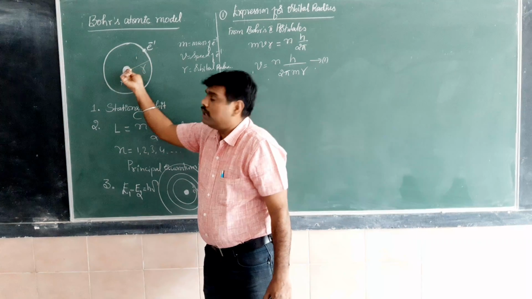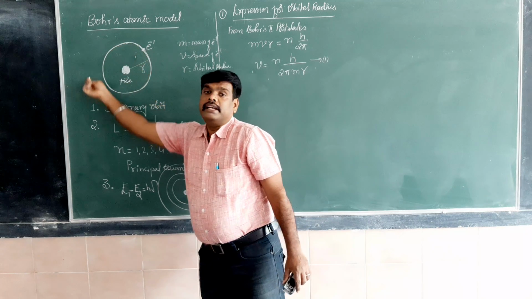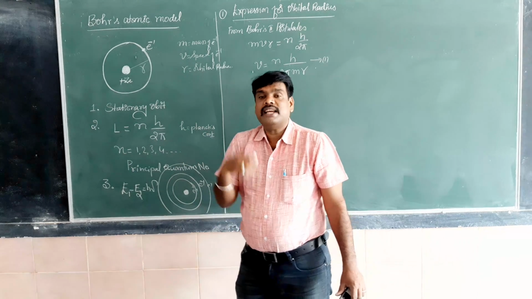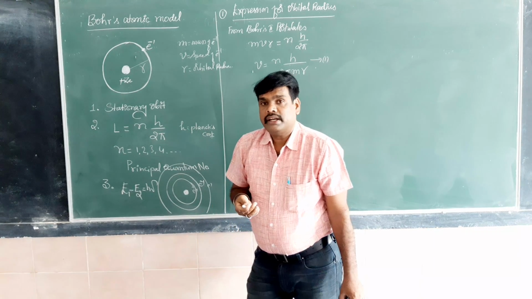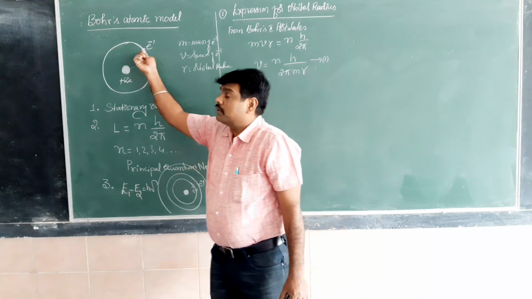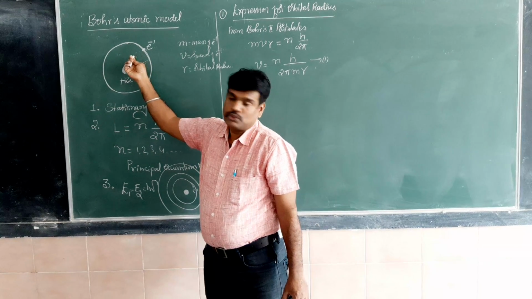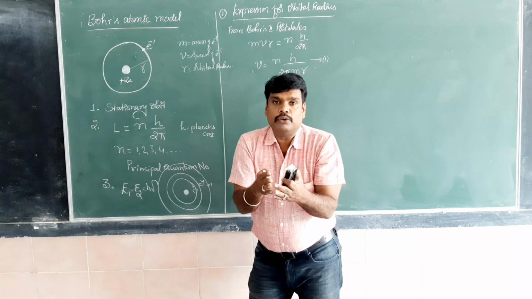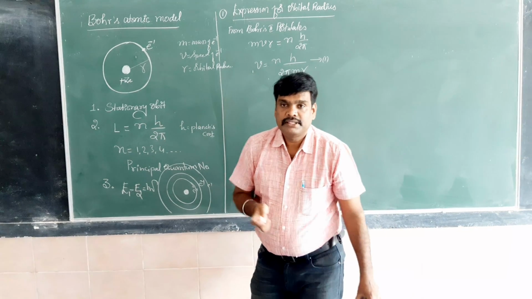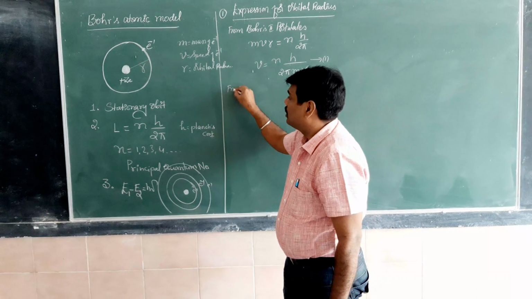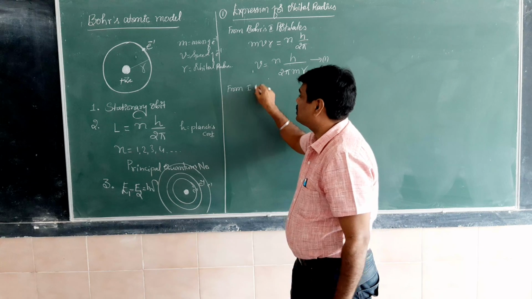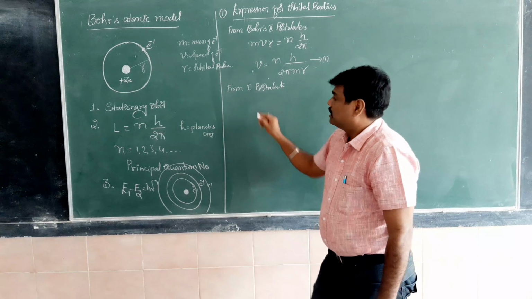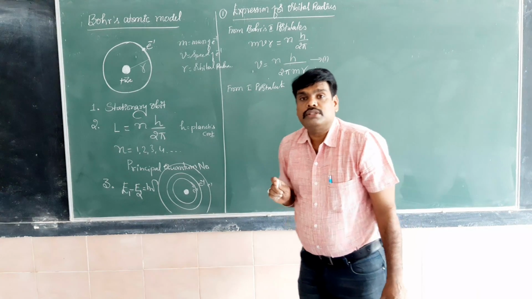So if they have only attractive force, they do not revolve exactly in a circular path. There must be another force which is exactly equal and opposite to the electrostatic attractive force. That is what we call the centrifugal force. So to get the stationary orbit, we need to consider two forces. One is centripetal force, another one is centrifugal force. So from Bohr's first postulate, the electrostatic force is exactly equal to the centripetal force.